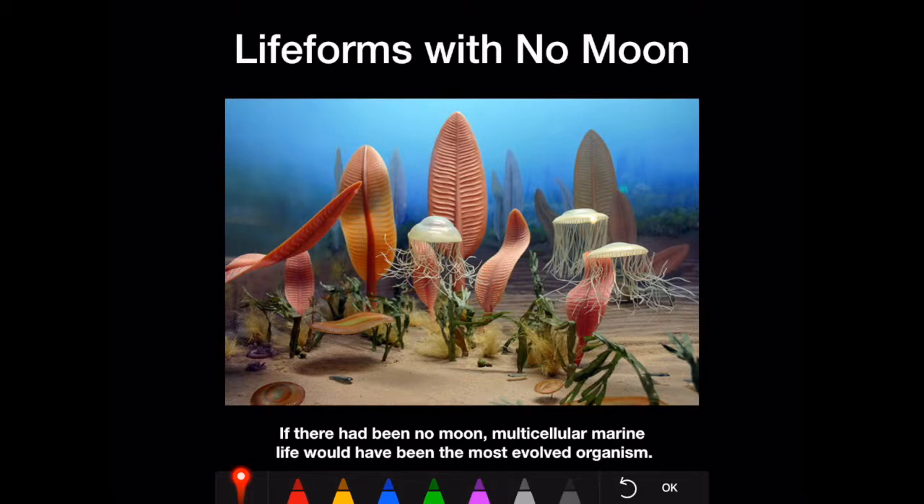Sorry, I'm really losing my voice. He predicts that if there had been no moon, multicellular organisms would have only been marine life. That would have been the most evolved type of organism on the planet.